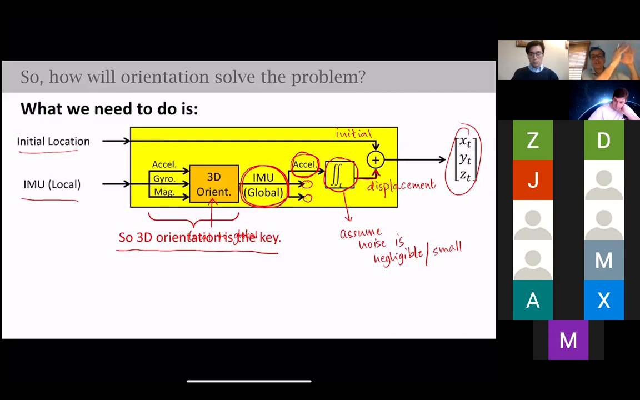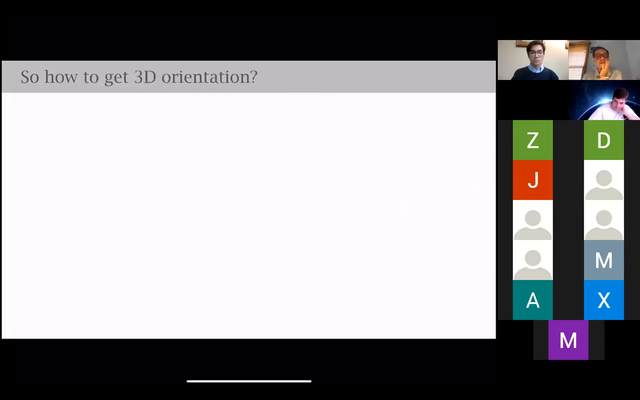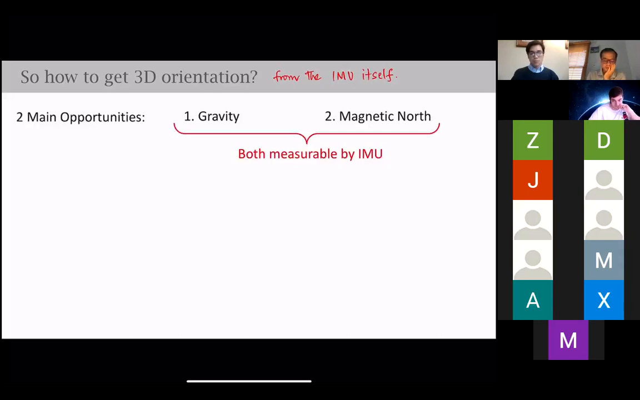Okay. So we've brought down the problem of IMU motion tracking to the problem of estimating the 3D orientation of the plane. Now, if you ask your friend on the plane, hey, what is your 3D orientation? Your friend has no way of saying initially. Right? How do I know? Okay. But this is where we start to look at how to get 3D orientation from the IMU itself. Okay. Now let's look at it.